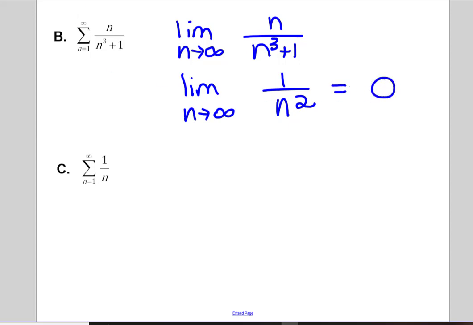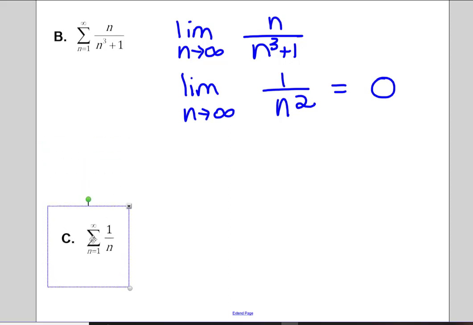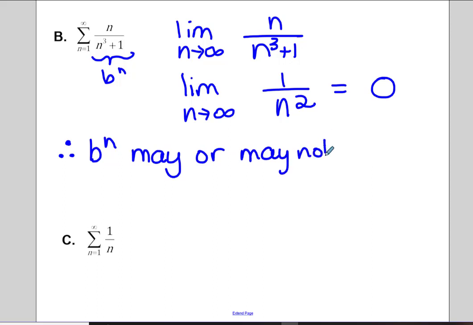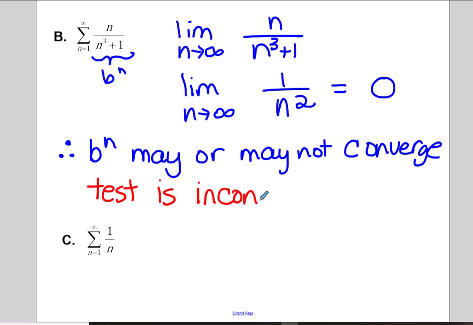So here's where you don't want to get fooled. This is a divergence test. If I call this my b sub n, then I know b sub n may or may not converge. The test is inconclusive. The divergence test is inconclusive. We need more information, right?